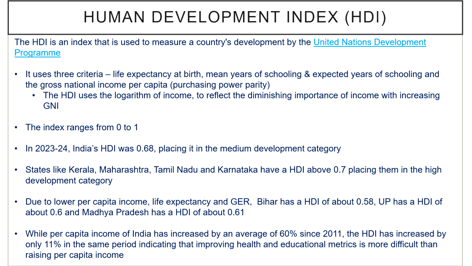While per capita income of India has increased by an average of 60% since 2011, the HDI has increased by only 11% in the same period, indicating that improving health and educational metrics is more difficult than raising per capita income.